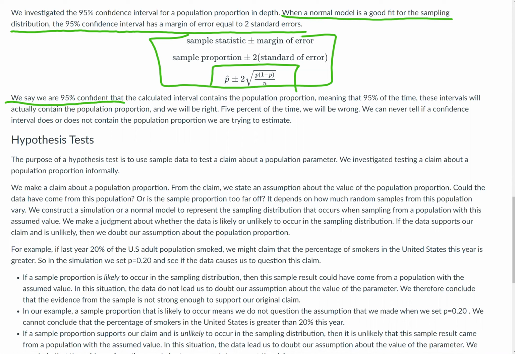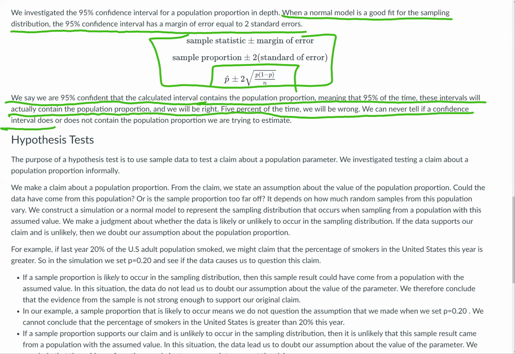We say that we are 95% confident that the calculated interval contains the population proportion, meaning that 95% of the time, these intervals actually contain the population proportion, and we will be right. 5% of the time, we will be wrong. We can never tell if a confidence interval does or does not contain the population proportion we are trying to estimate.